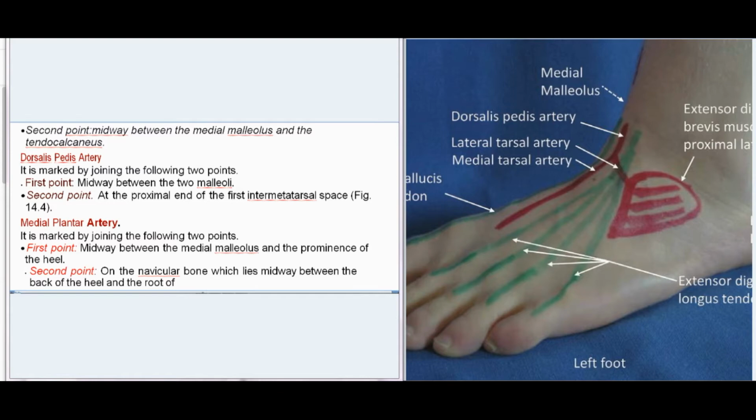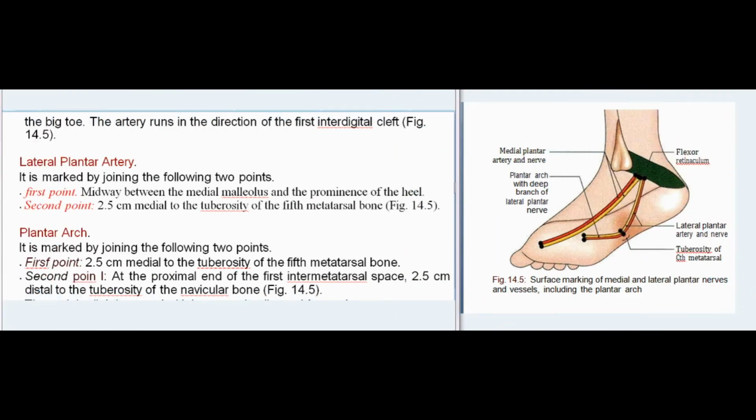Medial plantar artery. It is marked by joining the following 2 points. First point, midway between the medial malleolus and the prominence of the heel. Second point, on the navicular bone, which lies midway between the back of the heel and the root of the big toe. The artery runs in the direction of the first interdigital cleft, Fig 14.5.